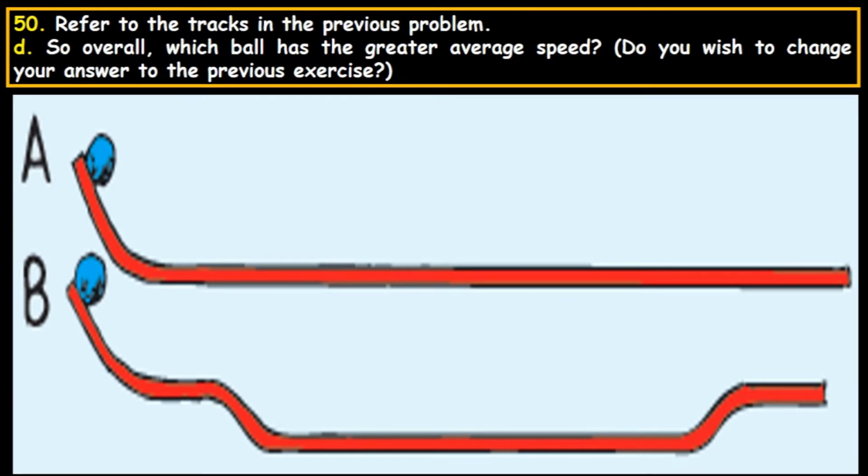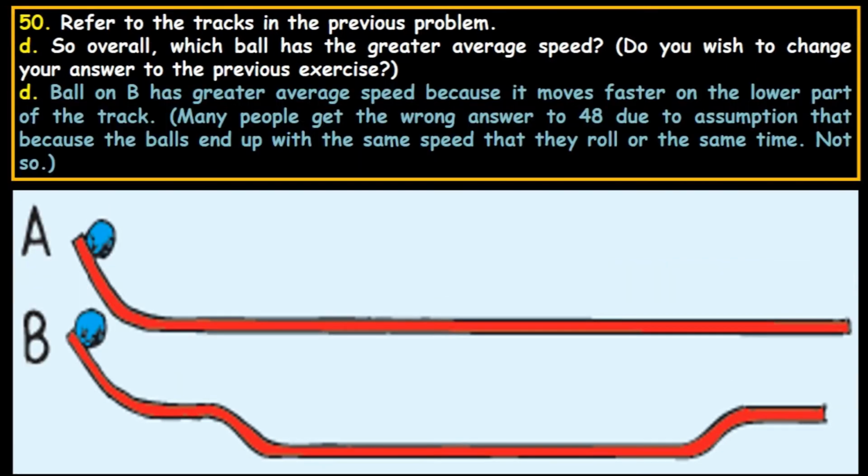So overall, which ball has the greater average speed? Do you wish to change your answer to the previous exercise? Ball on B has greater average speed because it moves faster on the lower part of the track.